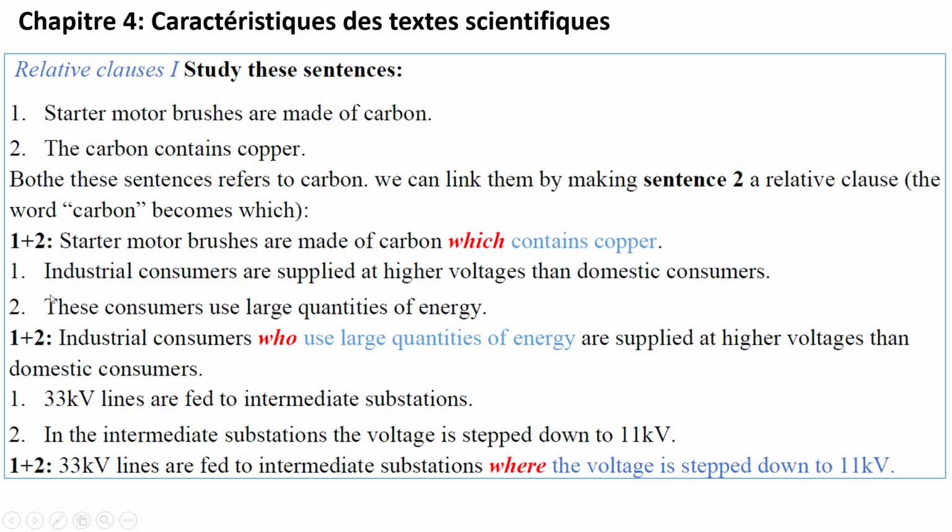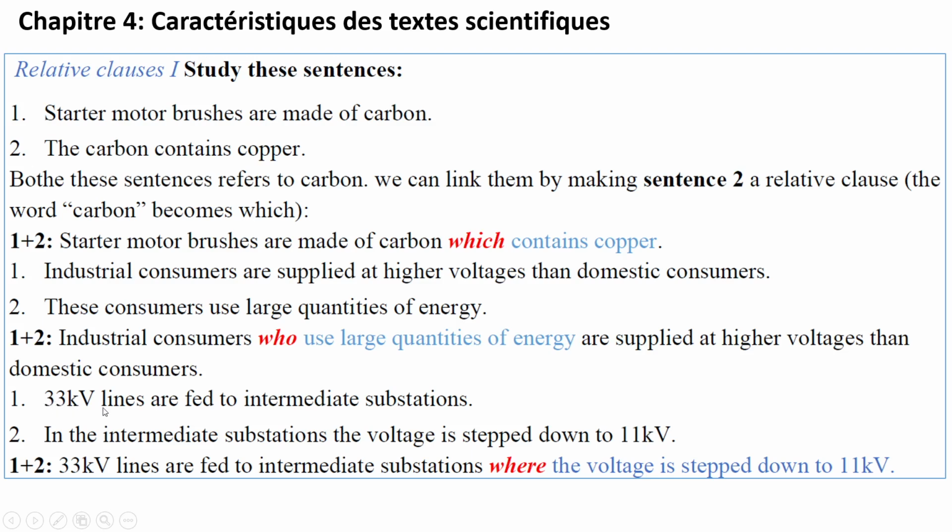For example, these two sentences: industrial consumers are supplied at higher voltage than domestic consumers. These consumers use a large quantity of energy. We remove these consumers and we replace it with who. So: industrial consumers who use a large quantity of energy are supplied at higher voltages than domestic consumers. Those are a pair of sentences.